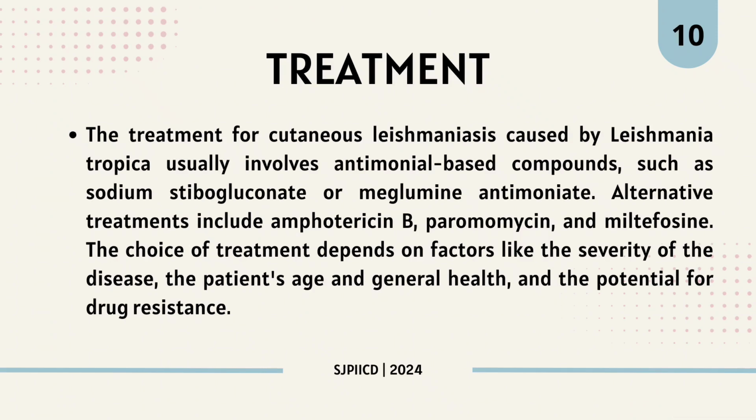The treatment for cutaneous leishmaniasis caused by Leishmania tropica usually involves antimonial based compounds, such as sodium stibogluconate or meglumine antimonate. Alternative treatments include amphotericin B, paromomycin, and miltefosine. The choice of treatment depends on factors like the severity of the disease, the patient's age, and general health, and also the potential for drug resistance.